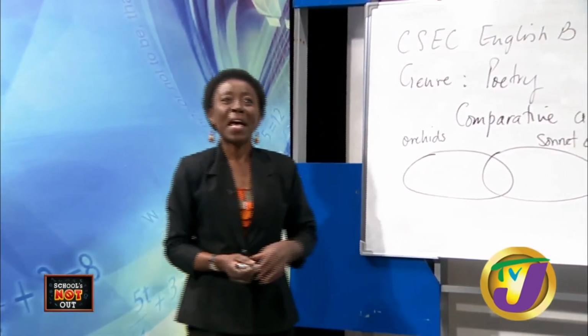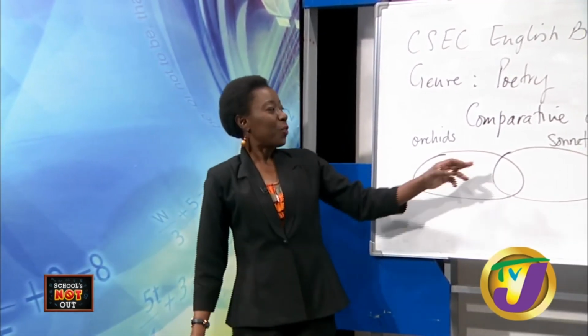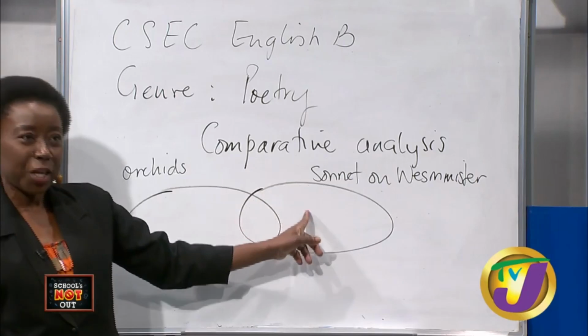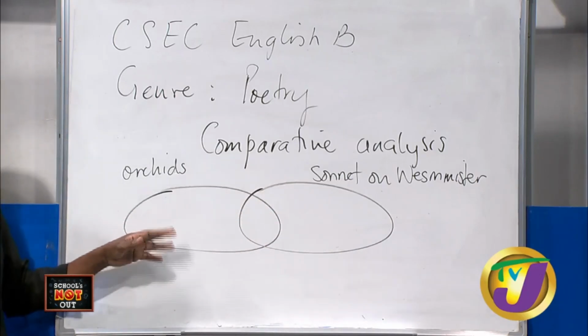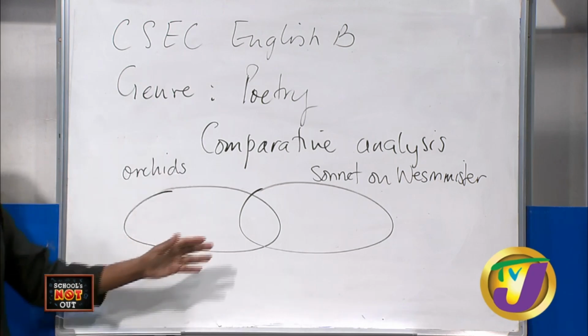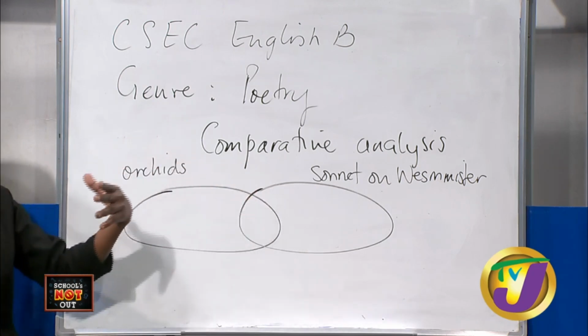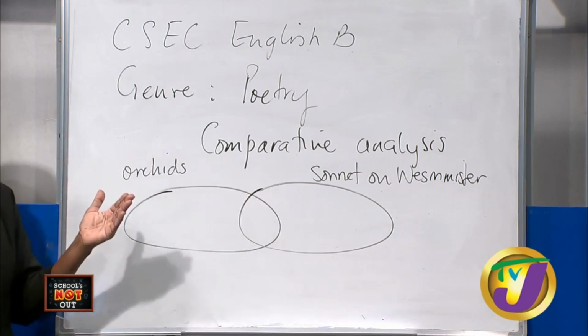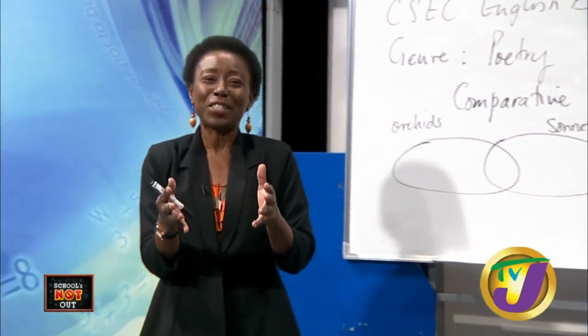What do they have in common? You would put that here. And what they don't have in common, you put over here. So when you are writing your analysis, you'd want to say what they have in common, and you would merge the two ideas into one. And we know already that nature is a very prominent feature in both.